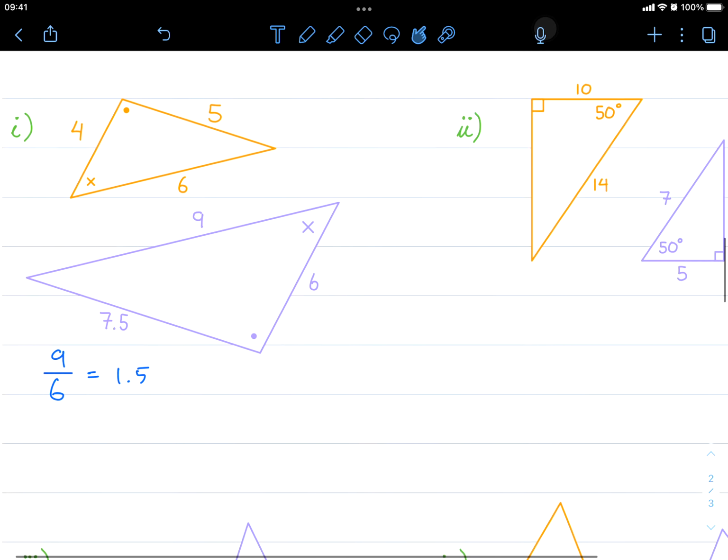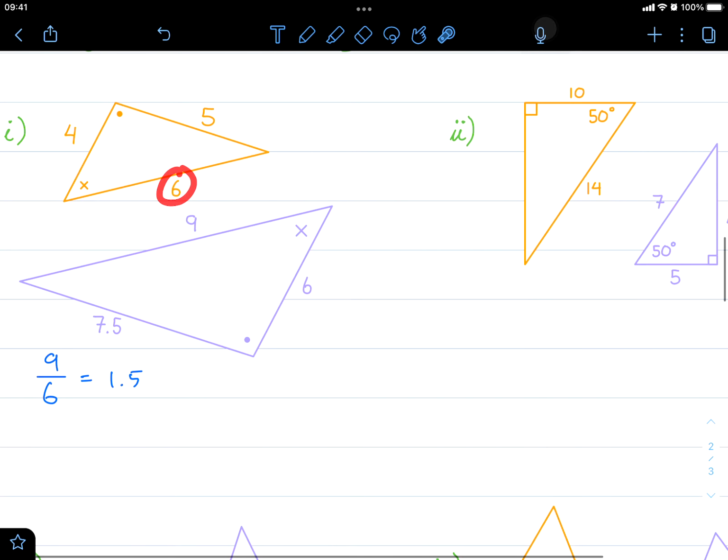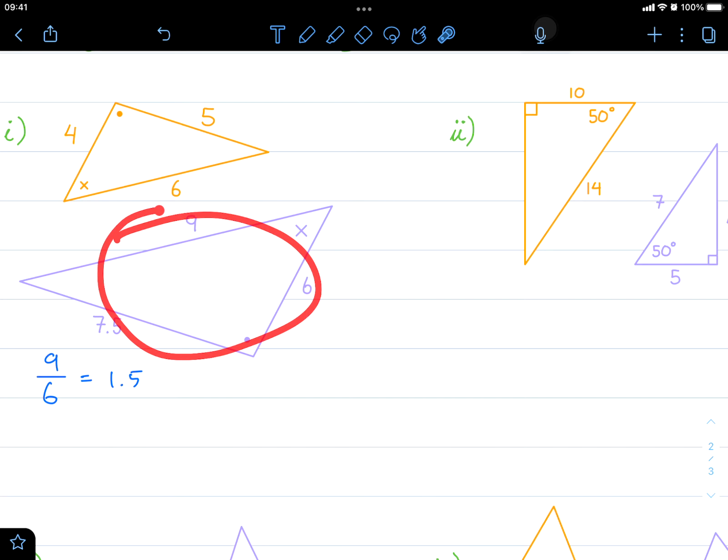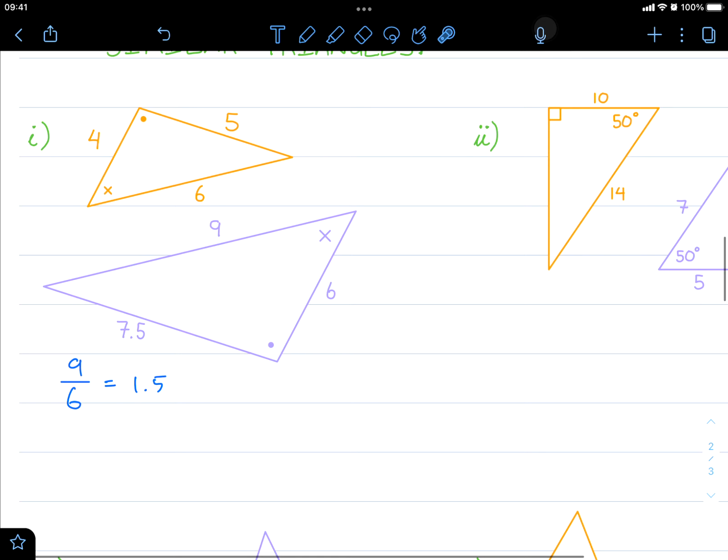That means 6 times 1.5 gives me 9. 5 times 1.5 will give me 7.5. And 4 times 1.5 is 6. So the purple shape is 1.5 times larger than the orange shape.